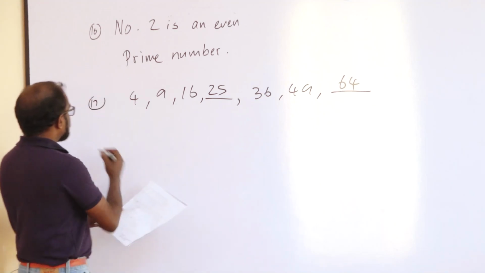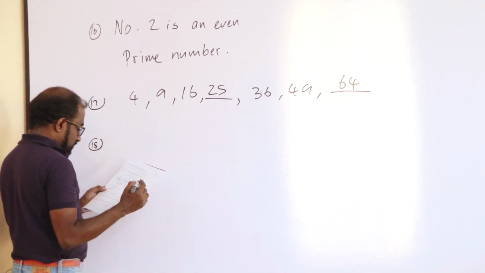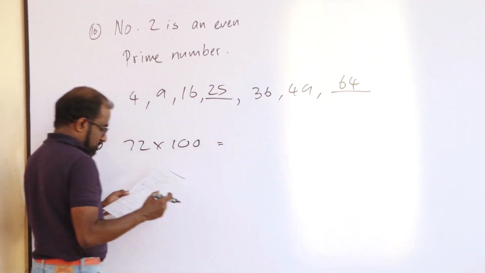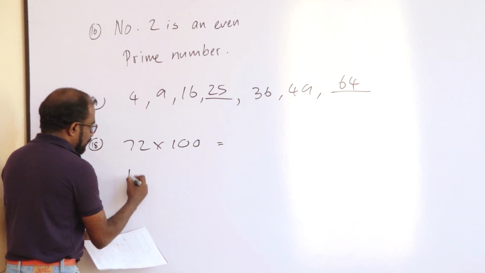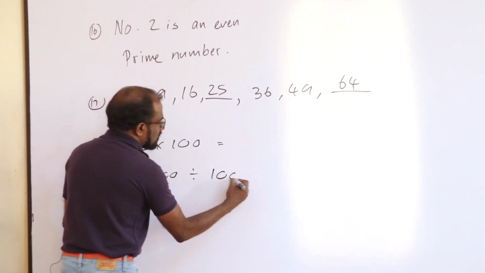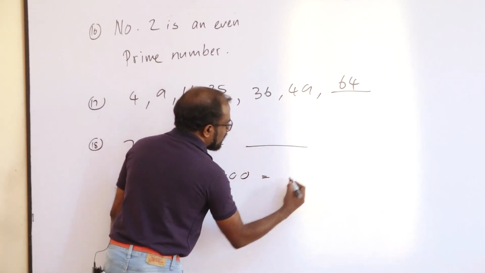18th question. Simplify: 72 times 100, and 14,000 divided by 1,000. These are very easy questions.